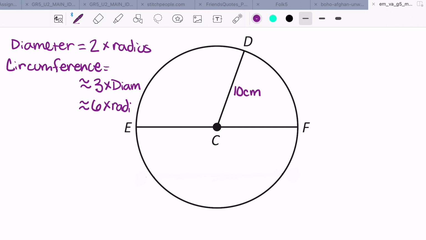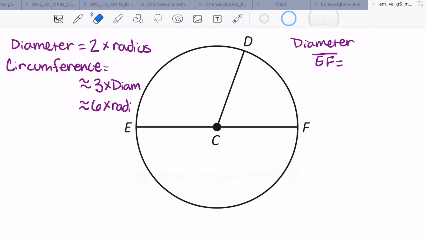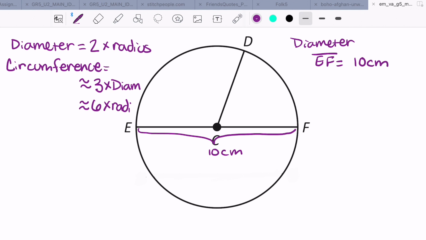Okay, we're going to look at it a different way. We're going to know the diameter and give you the diameter, and you have to find the radius. So if our diameter is 10 centimeters, what do you think the radius is going to be? In this case, our radius can be DC or CF or CE. All of them are the radius.